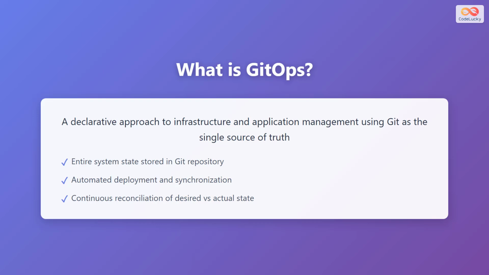The three core principles of GitOps are: first, the entire system state is stored in a Git repository, giving you version control and a complete audit trail of all changes. Second, automated deployment and synchronization means that changes pushed to Git are automatically applied to your clusters without manual intervention. Third, there's continuous reconciliation of desired state versus actual state, where GitOps tools constantly monitor your clusters and automatically correct any drift from what's defined in Git. This approach eliminates configuration drift, reduces human error, and makes infrastructure management more reliable and repeatable.